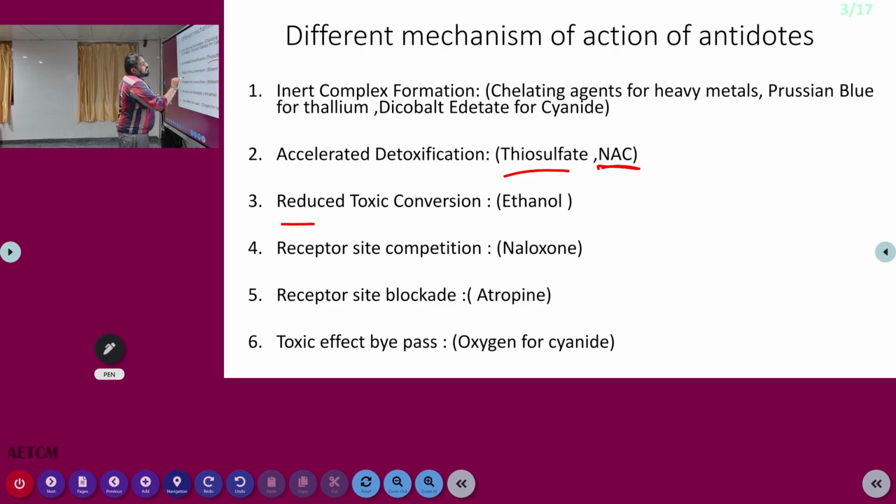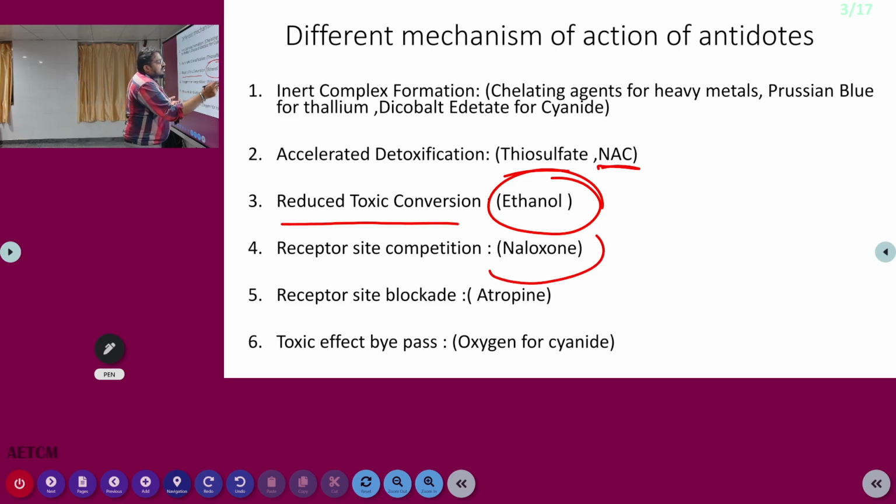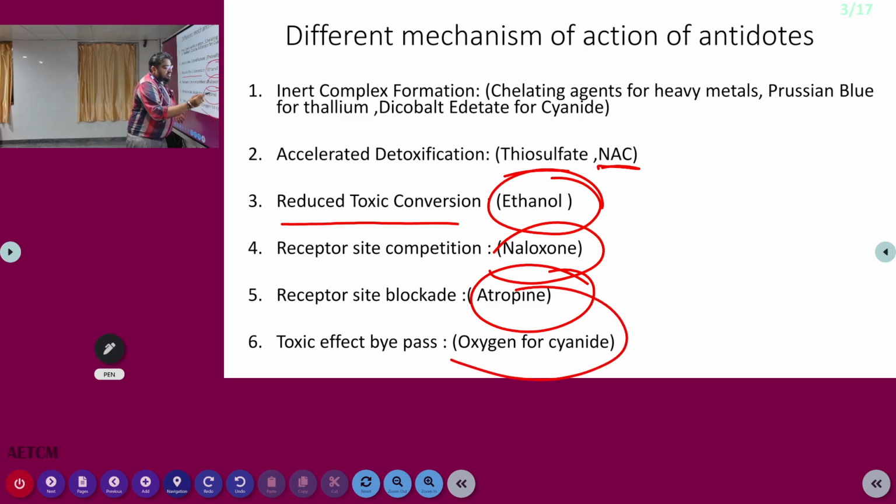The third is reduced toxic conversion, where you try to prevent the conversion of the toxin into another toxic form. The commonest example is methanol toxicity, where you can use ethanol as an antidote. The next pattern is receptor site competition. The commonest example is naloxone for opioid toxicity. We can also block the receptor site by giving a certain antidote, commonly atropine for organophosphorus poisoning. And the last is bypassing the toxic effect through metabolism, that is oxygen for cyanide. So whenever you look at any antidote, it will function by one of these 6 mechanisms. These are the basic mechanisms of functioning of an antidote.